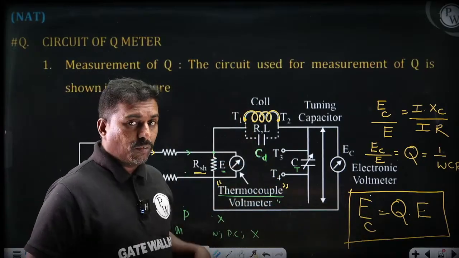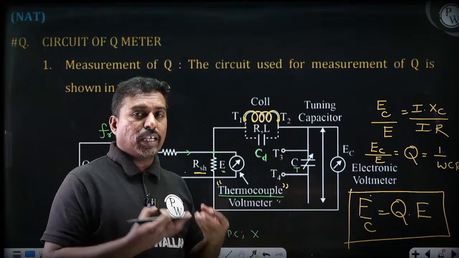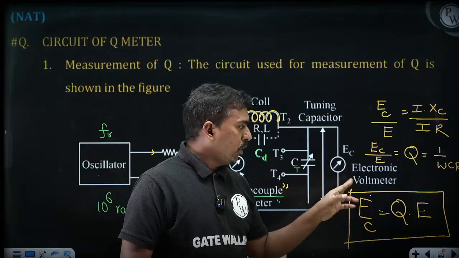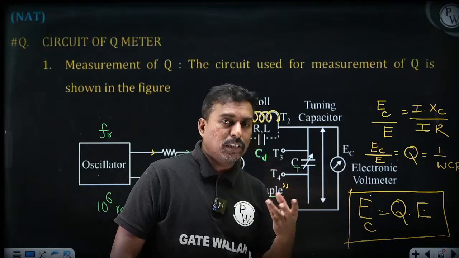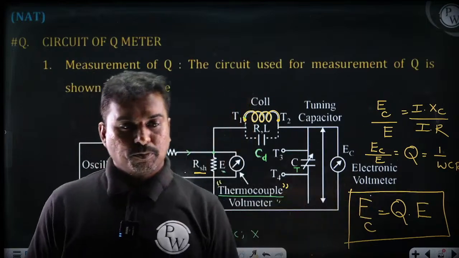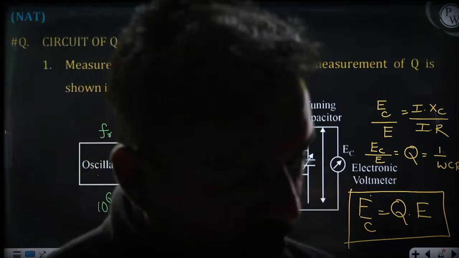So how to understand that the circuit has reached resonance? If you keep an electrostatic voltmeter here, the electrostatic voltmeter has to sense the highest voltage. That highest voltage should be Q times E. Got it, my dear? So that's how it should work.